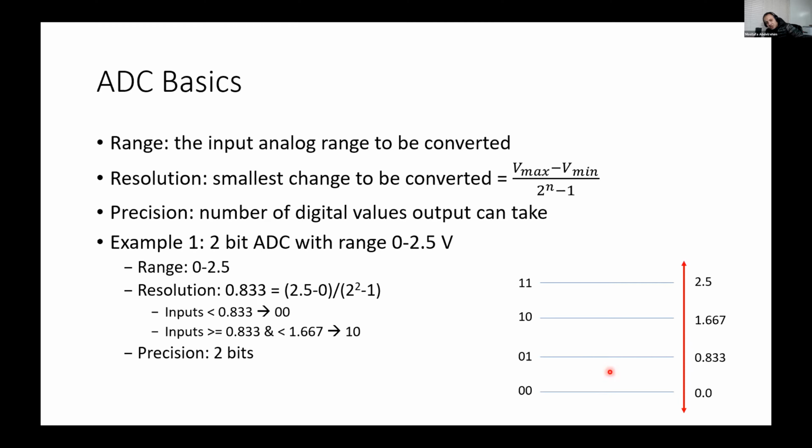0? This will be converted to 00. What happens if I receive 0.8, just slightly below this guy? Again, it will be converted to 00. What if I receive 0.833? Then this will be converted to 01. What if I receive 1 volt, which is below 1.66 and above 0.833? This will be converted again to 01.